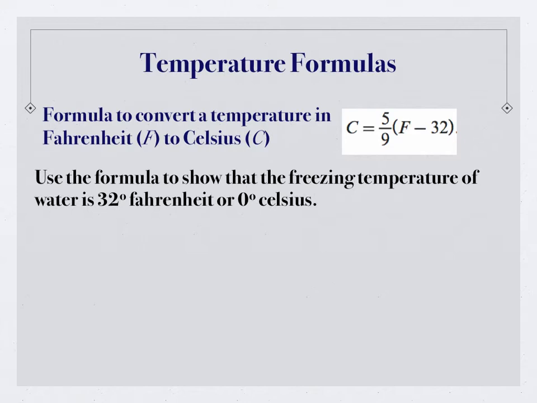Now in temperature, here's the formula that converts Fahrenheit to Celsius. Subtract 32 from the Fahrenheit, multiply that by 5/9. So now let's use this formula to show why 32 degrees Fahrenheit is the same thing as 0 degrees Celsius. Because I'm substituting 32 in place of F. Now do the parentheses, and anything times 0 is 0.